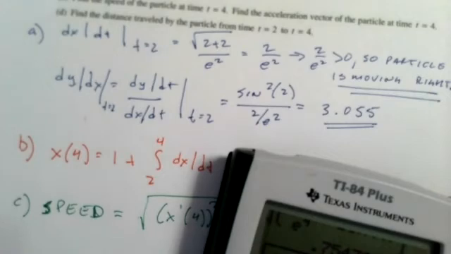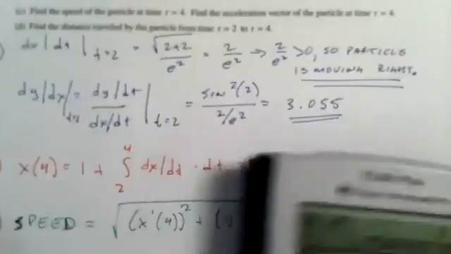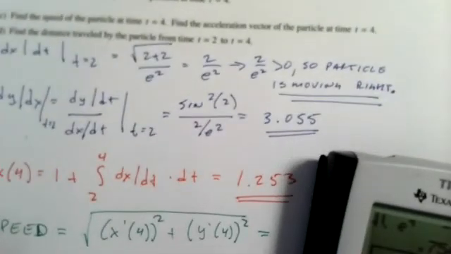I keep getting the wrong answer. I wonder what I'm doing wrong. Sine of 4, e to the 4th, sine squared of 4. That looks good to me. Find the speed of the particle at time t equals 4. I'm going to try to do this a little differently. Oh, for goodness sakes. No, that's right.